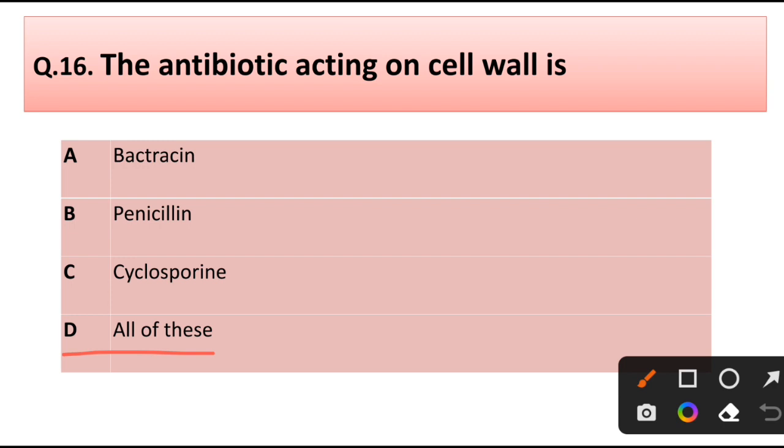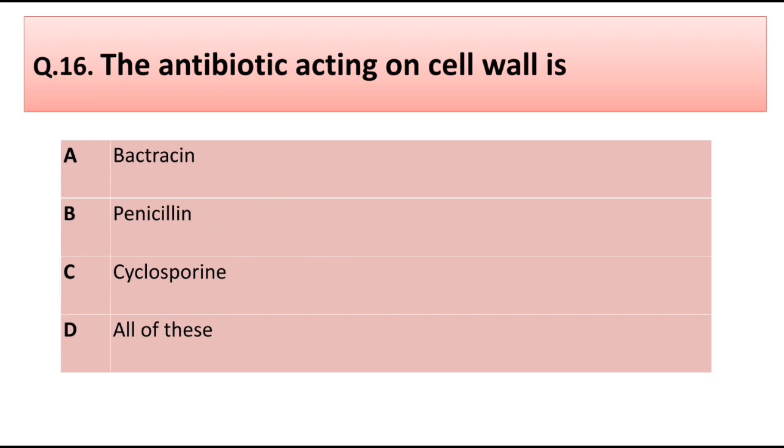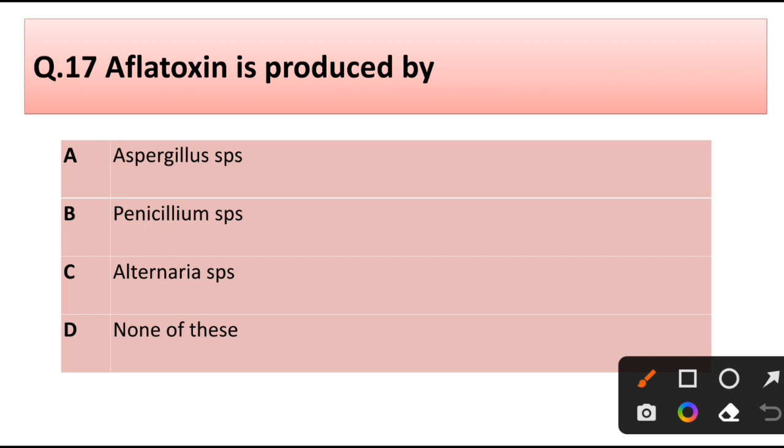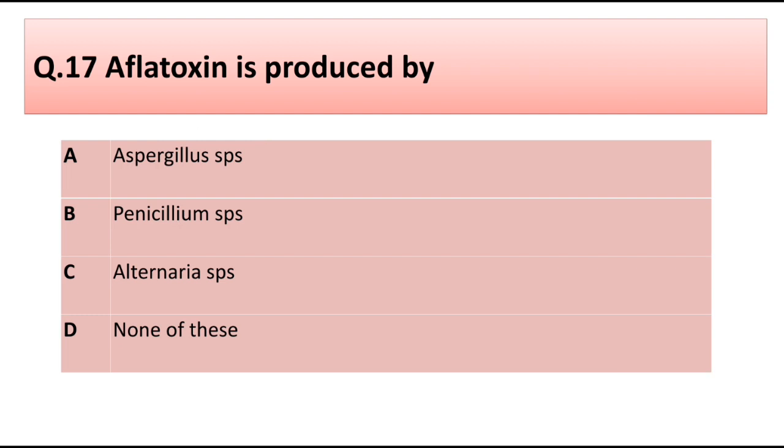Question number 16. The antibiotic acting on cell wall is bacitracin, penicillin, cycloserine, all of these. Correct answer is option D, all of these. Bacitracin, penicillin, cycloserine. Question number 17. Aflatoxin is produced by Aspergillus species, Penicillium species, Alternaria species, none of this. Correct answer is option A, Aspergillus species produce aflatoxin.